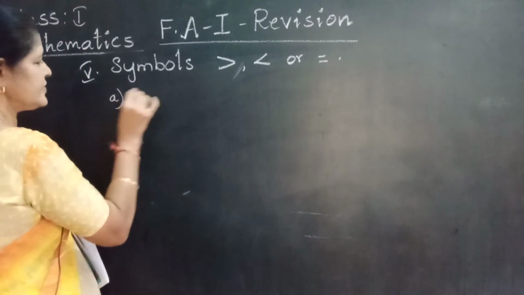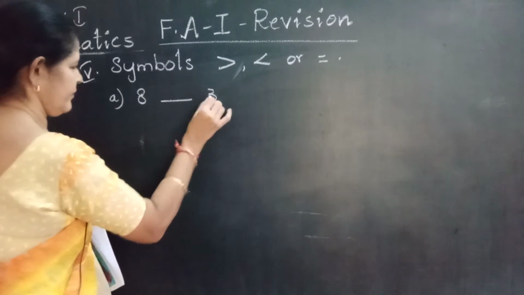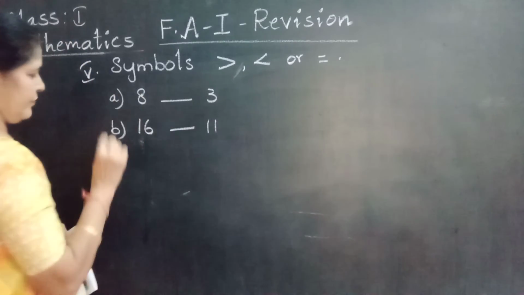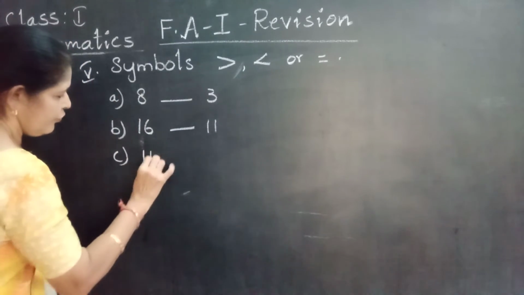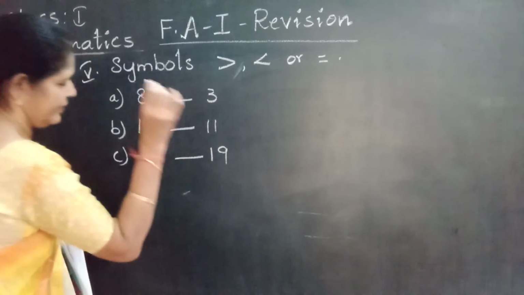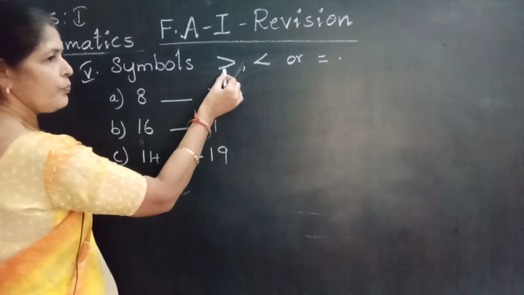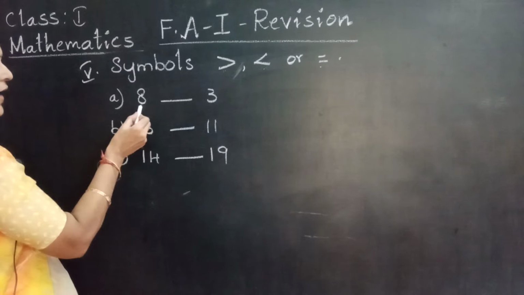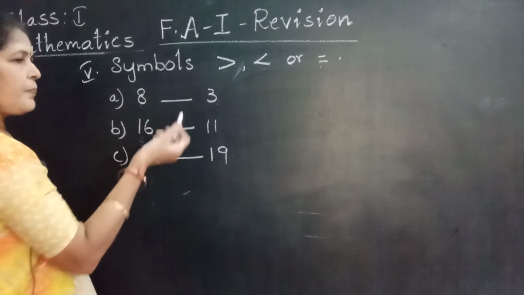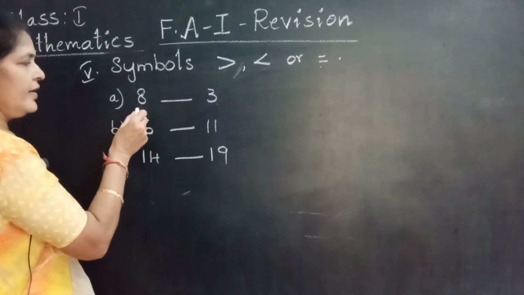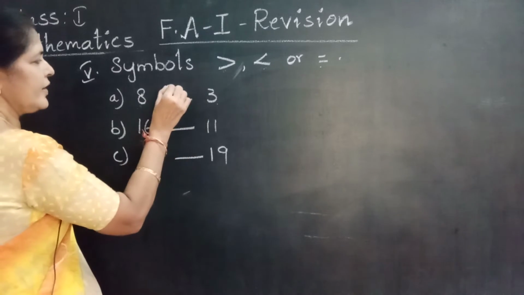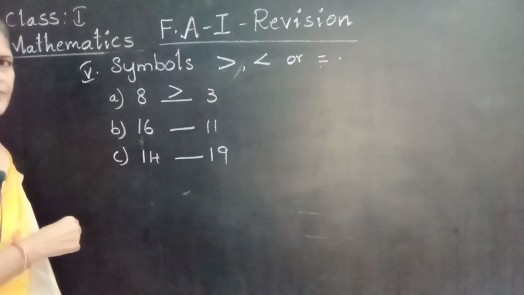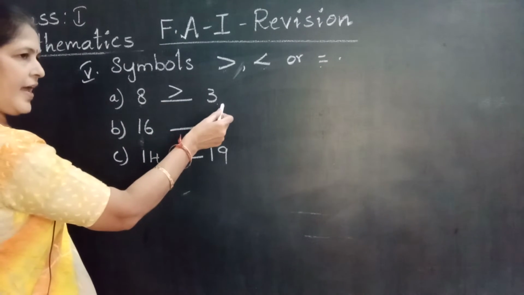Can I give you numbers? A. 8 and 3. B. 16 and 11. C. 14 and 19. Come on. We are going to put in these symbols: greater than, less than, equal to. 8 and 3. Which is big? 8 is big. Then we are going to keep greater than. 8 is greater than 3.